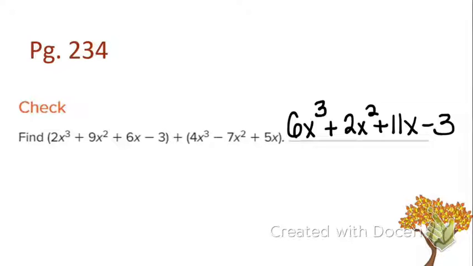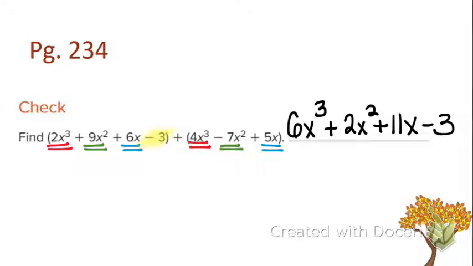So we're going to start with the highest exponent. So we're going to collect these two. The 2x cubed and 4x cubed gives you a 6x cubed. The 9x squared and the negative 7x squared is positive 2x squared. 6x and 5x equals 11x. And then negative 3 did not have a like term, so it just stayed by itself, and we put that at the end.